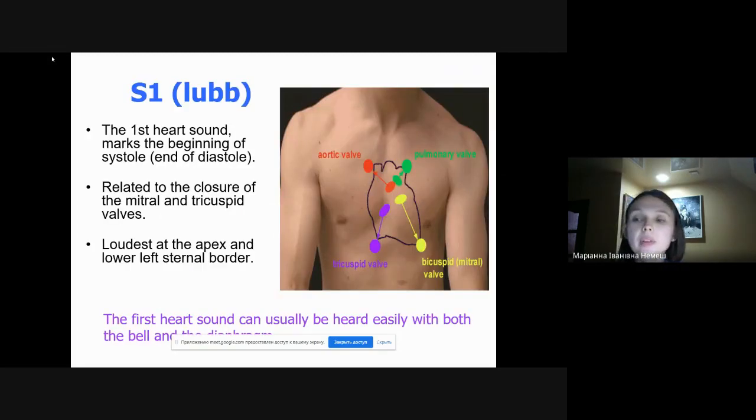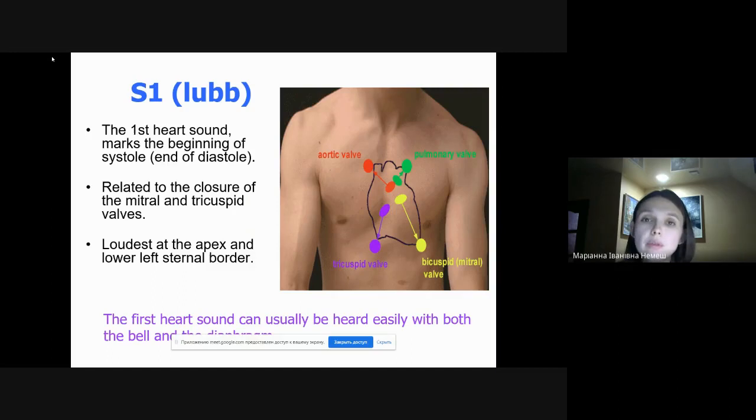So, in this slide, you could see the chest of the man and the points which are given for best hearing of the function of the aortic, pulmonary, bicuspid or tricuspid valve. Let us discuss their projection. The best place for detection of the function of the pulmonary valve will be the second intercostal space on the left sternal border. For the aortic valve, it will be the second intercostal space on the right sternal border.